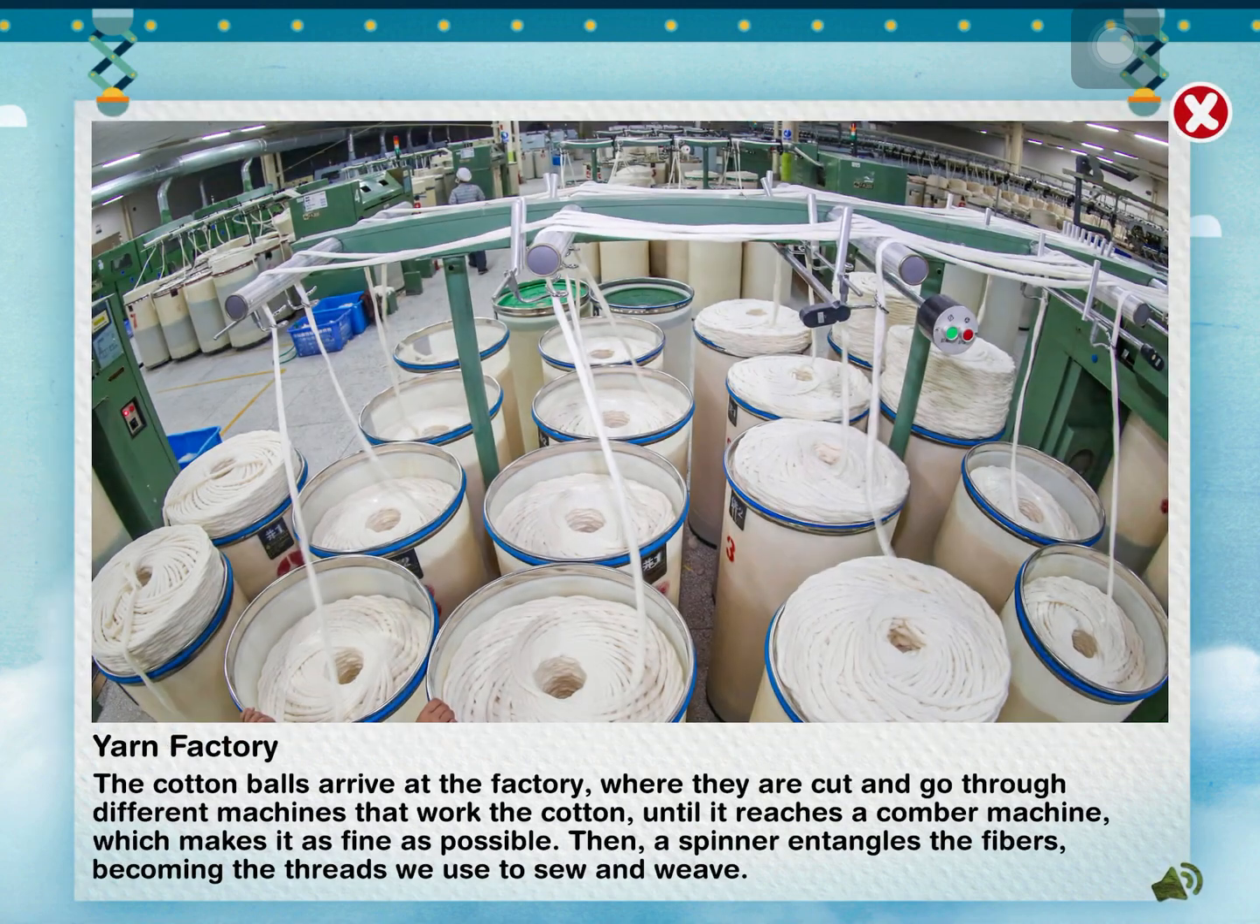The cotton balls arrive at the factory, where they're cut and go through different machines that work the cotton until it reaches a comber machine, which makes it as fine as possible. Then a spinner entangles the fibers, becoming the threads we use to sew and weave.